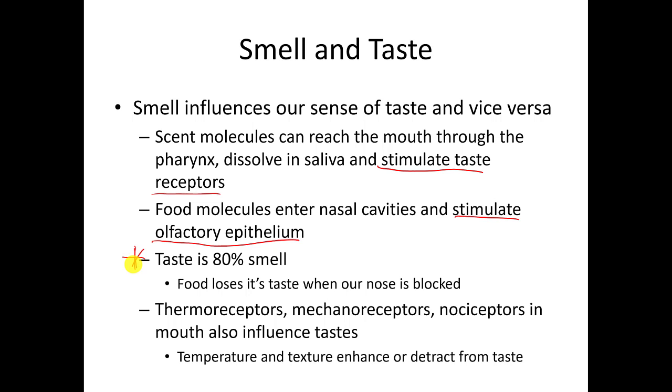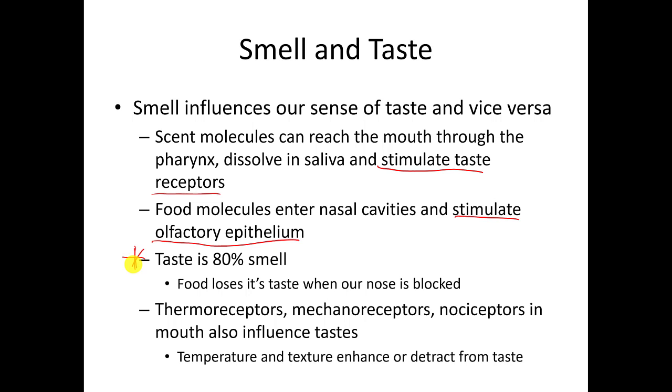Now, other things that influence taste, not just smell, but also thermoreceptors. I like hot green beans, but if my green beans get kind of cold, I don't like them anymore. So temperature of your food plays a huge role in how it tastes to you.